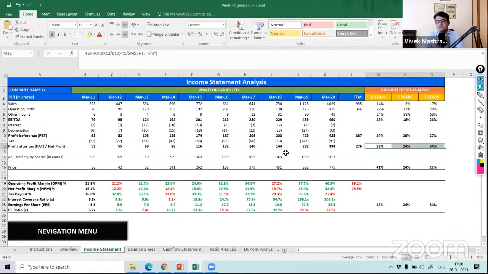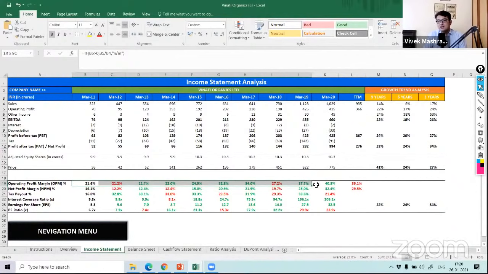Okay. So this is one part you should immediately see as soon as you go into this Excel. Now, the second most important parameter is operating profit margin. How much margin you can make in a product.